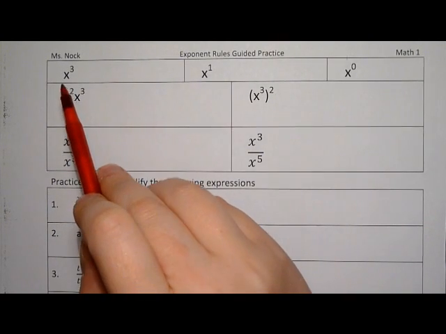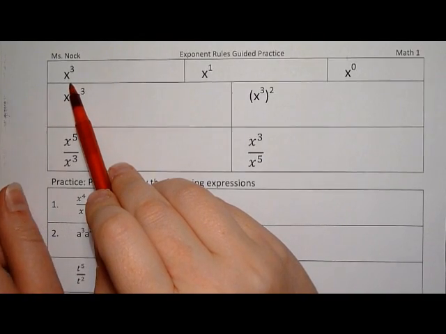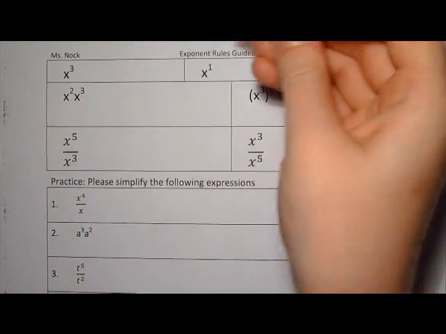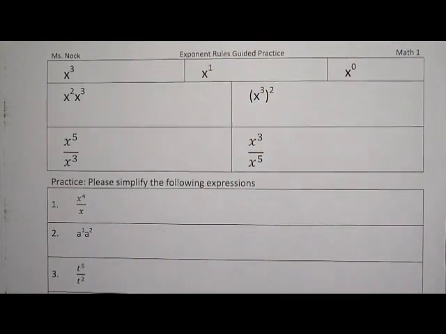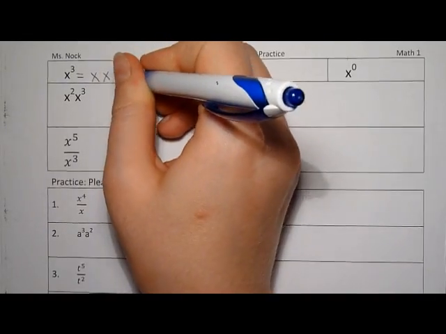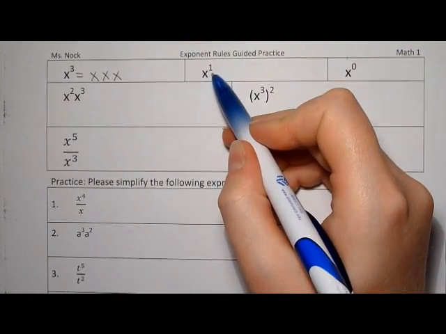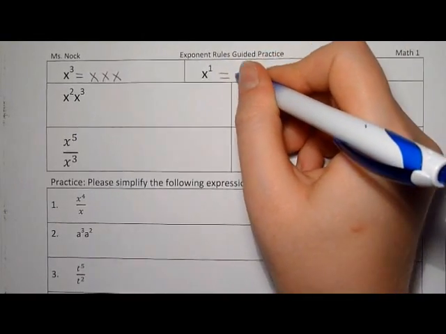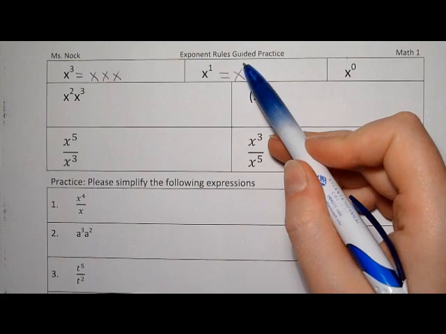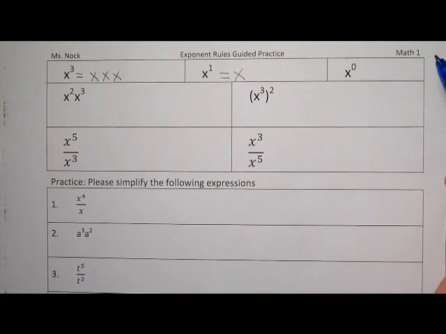An exponent is simply a notation to indicate how many times the base is multiplied by itself. Here, my base is x, the exponent is 3, so my base is multiplied 3 times: x times x times x. Here my base is x, my exponent is 1, so this is the same thing as writing x. If you ever see a variable without any kind of exponent, there is an invisible 1.